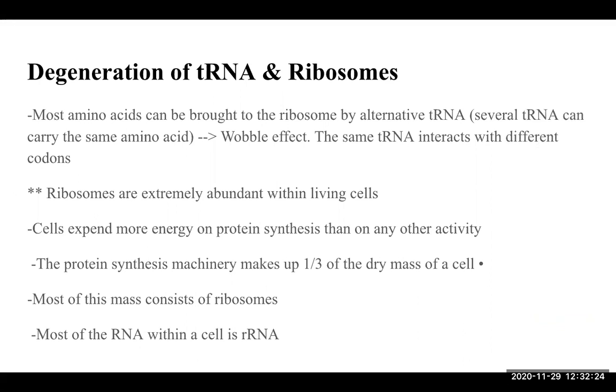And then about ribosomes, ribosomes are extremely abundant within living cells. As cells expand, there is more energy use, protein synthesis, and other activity. The protein synthesis machinery makes up about 1/3 of the dry mass of the cell, and most of this dry mass consists of ribosomes. Most of the RNA within the cell is also known as rRNA.